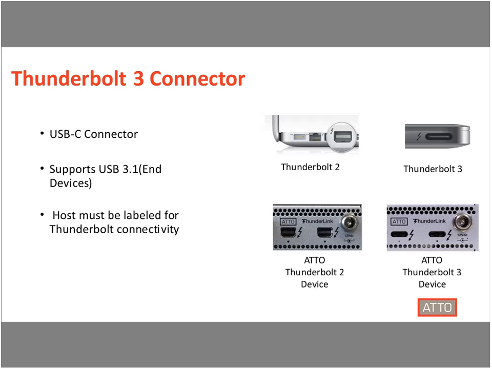So not all USB-C supported hosts are going to support Thunderbolt connectivity. In order for a host that utilizes USB-C to be Thunderbolt enabled, it'll be designated by the Thunderbolt logo, which is the lightning marker you can see on the devices on the screen. Using Thunderbolt 3 over USB-C means that you're going to be able to utilize the 2750 megabytes per second throughput of Thunderbolt 3 while also being able to add USB devices to the end of the chain.